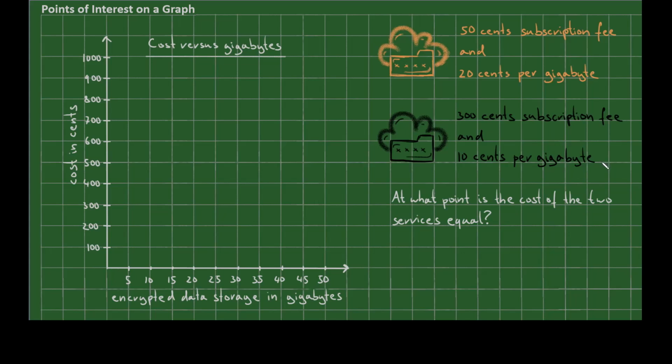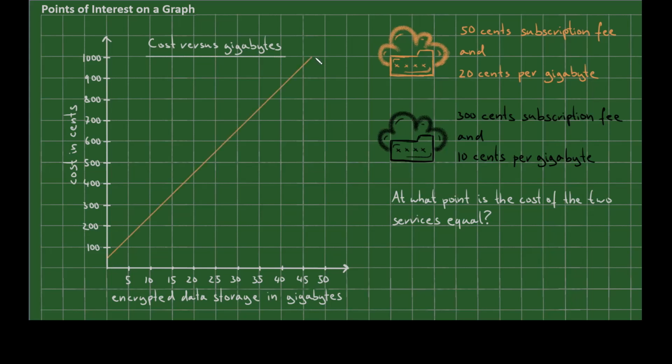If we were to represent this in a graphical format, the line for the orange service would start at 50, because that is their subscription fee that we have to pay regardless of how many gigabytes we store. After that, the price increases at a rate of 20 cents per gigabyte. And so the orange line would look something like this.